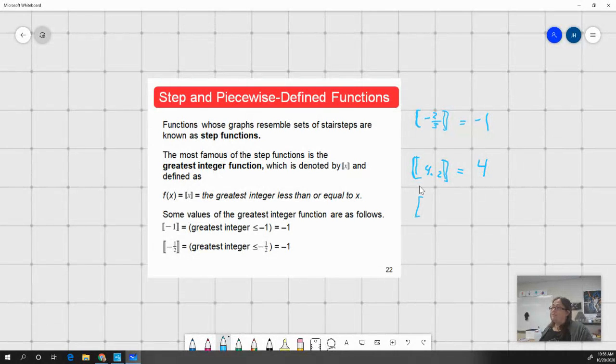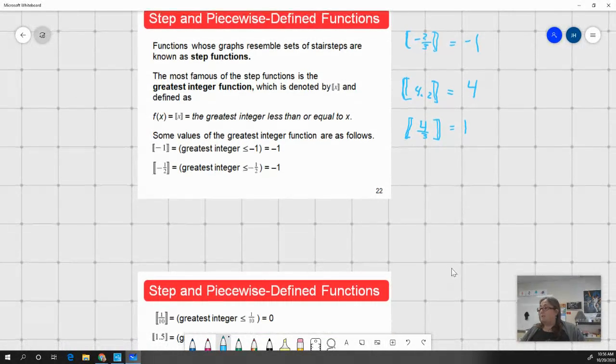If I had the greatest integer of 4/3, right? That's just a little bit over 1, like 1 1/3. So the greatest integer less than it would be 1. I hope that makes some sense to you.